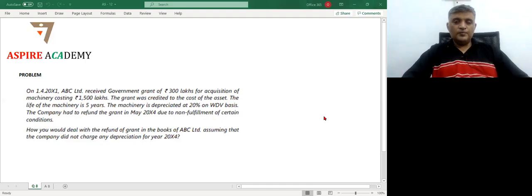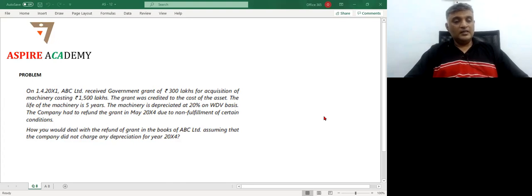We will now move on to the next problem in AS12. On 1.4.X1, ABC Limited received a government grant of 300 lakhs for the acquisition of a machinery costing 1500 lakhs. The grant was credited to the cost of the asset. So the net cost is going to be 1200 lakhs. How? 1500 minus 300. The life of the machinery is 5 years.